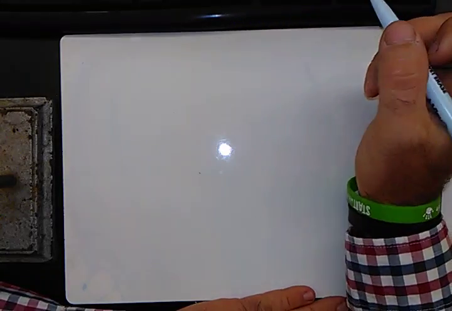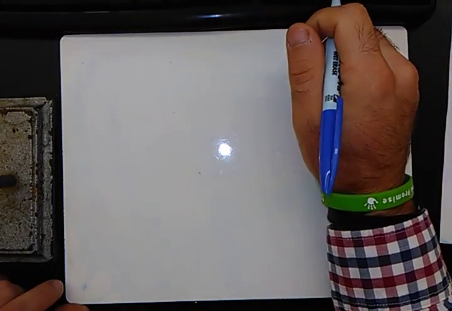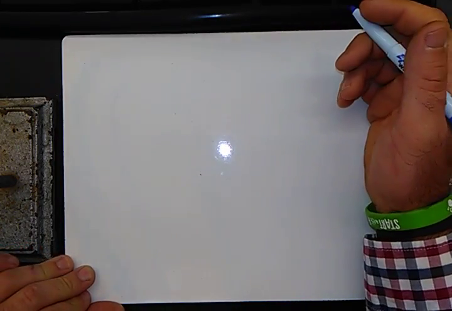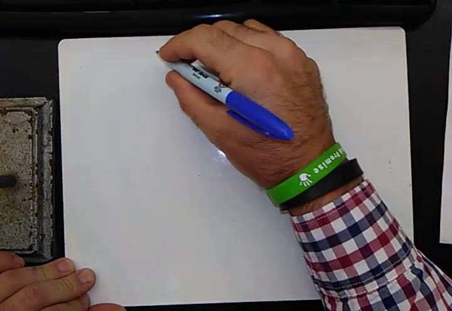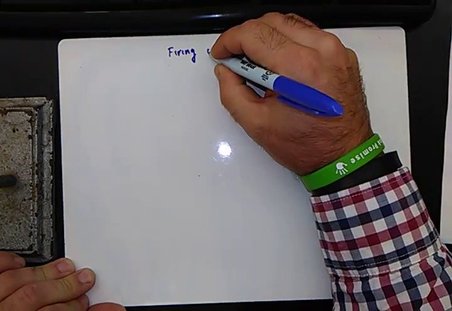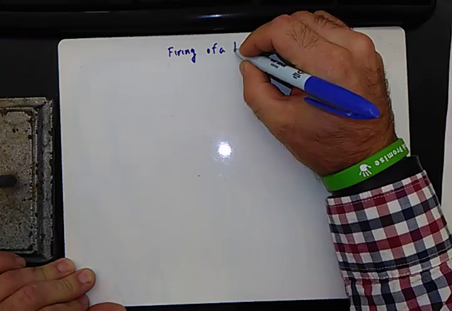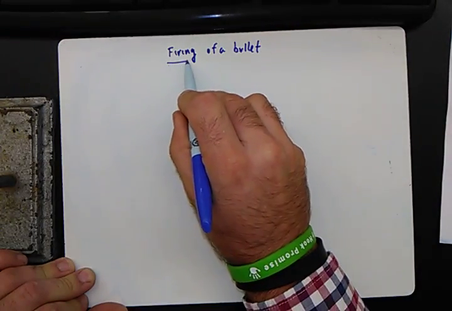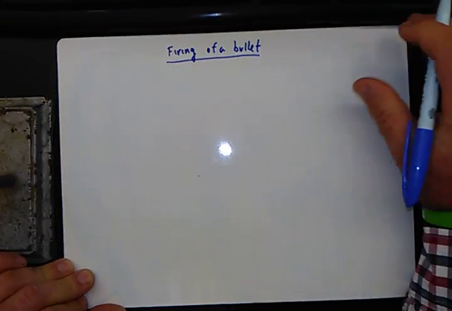This time we're going to look at a problem. It is a two-dimensional kinematics problem. Yes, we are going to call it the firing of a bullet. Okay? Firing of a bullet. All right.